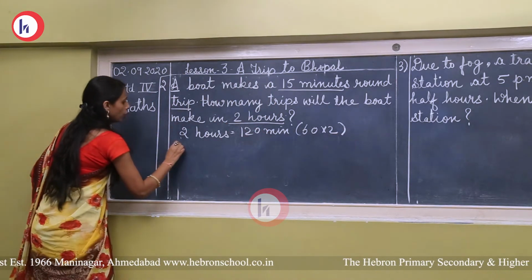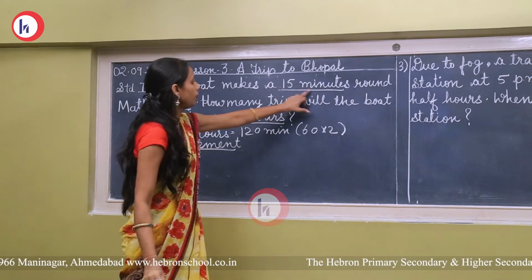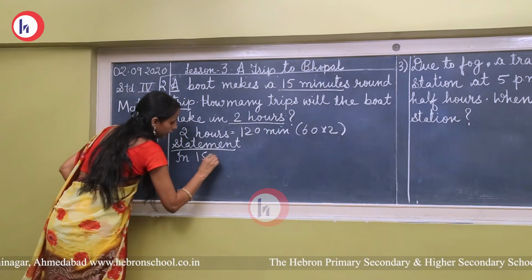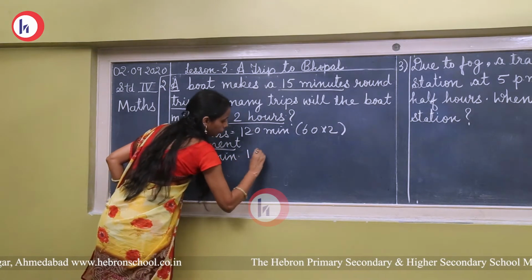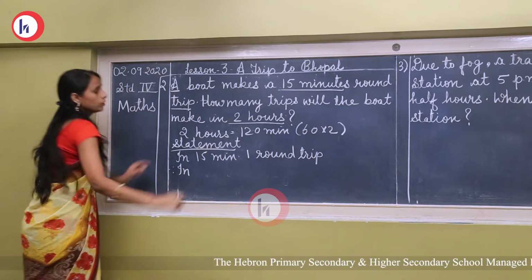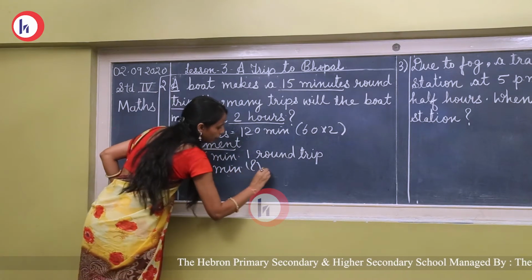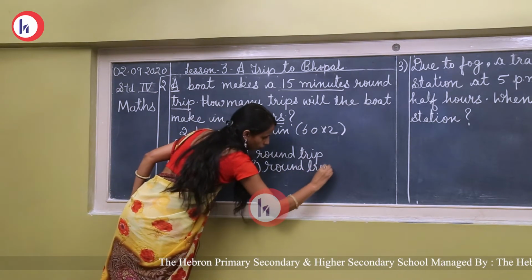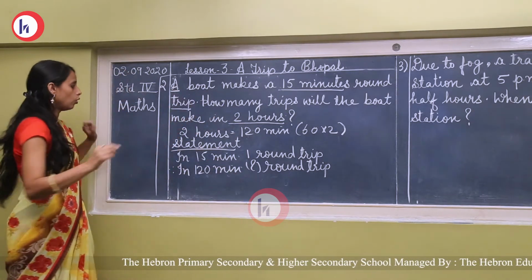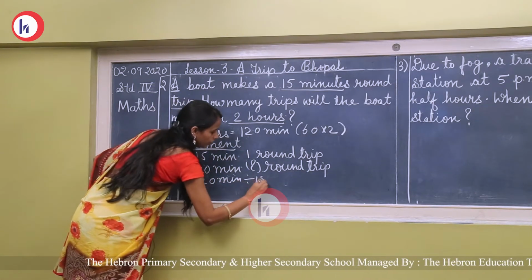So we'll start from the statement again: 15 minutes round trip. In 15 minutes, 1 round trip. So in 2 hours, which means 120 minutes, how many round trips? In 15 minutes 1 round trip, so in 120 minutes how many round trips will the boat make? To find out we have to do division here: 120 minutes divided by 15 minutes.